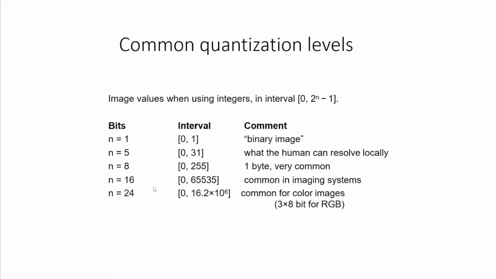Microscopes usually export images in 16 or 32 bits, and that's from 0 to 65,535 intensity levels. And so that's a lot of precision. And then when you have an RGB image, they're encoded in 3 times 8. So that's 24 bits. And that's very, very common also.